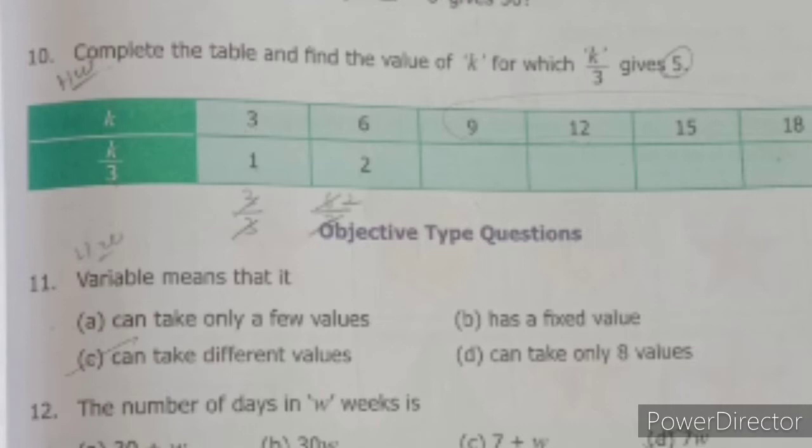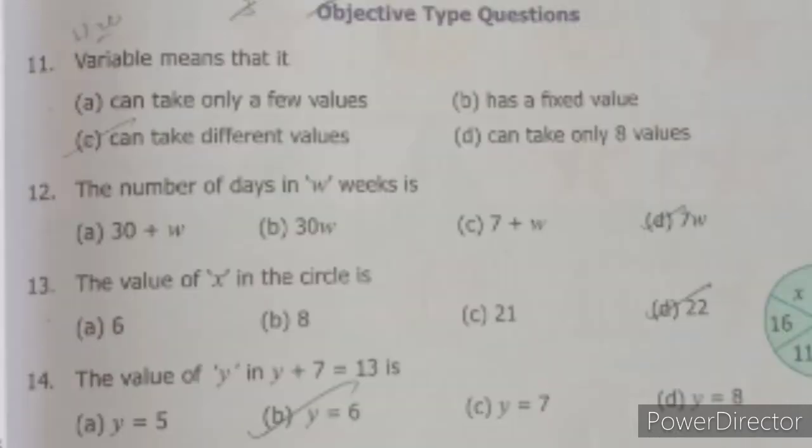Next is the objective type questions. These also were given as homework. You would have done that. Once again, you check with the answers. 11th question. Variables means that it can take different values. Option C. 12th question. The number of days in W weeks is dash. Answer is D, 7W.